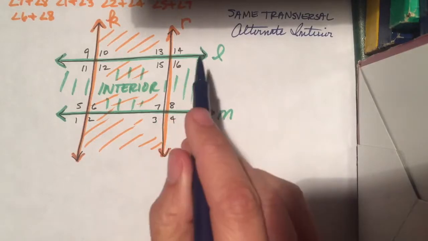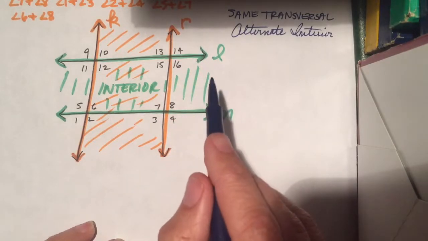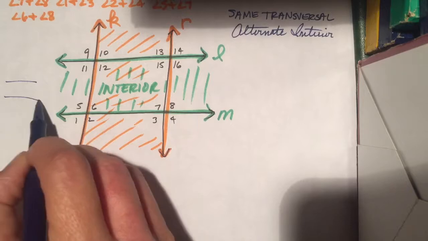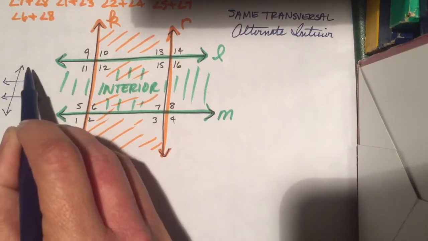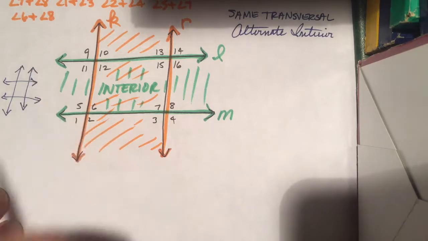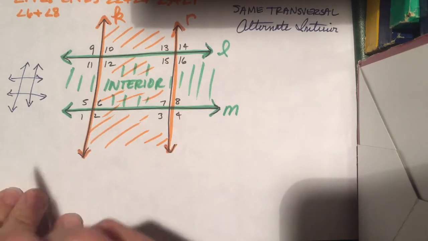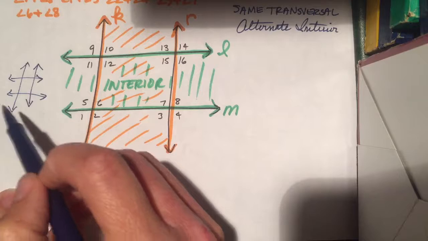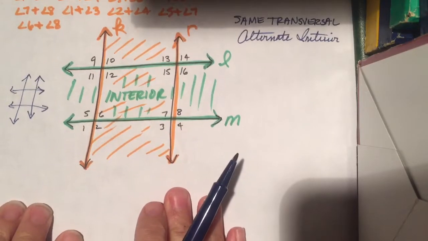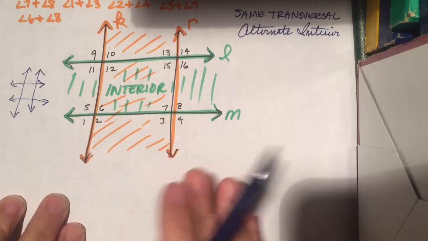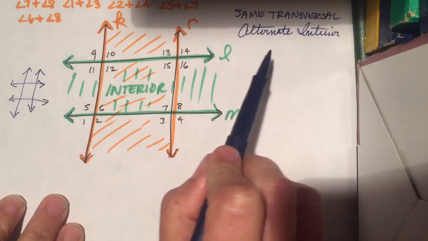Now we're going to look at what happens when you have multiple transversals. Basically, the original picture I drew looked like this. We had 4 lines, 2 transversals. These are actually 4 transversals, 2 to each. I've color-coded this so you can see it a little bit easier. Let's look at alternate interior angle pairs.